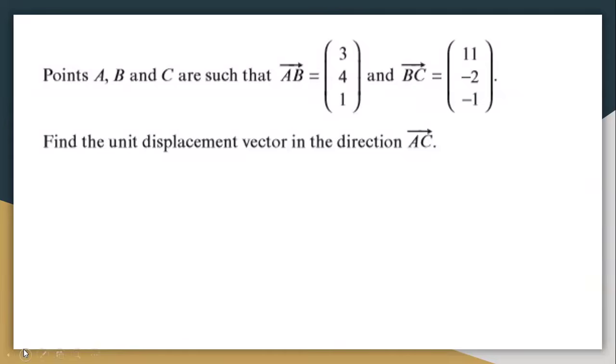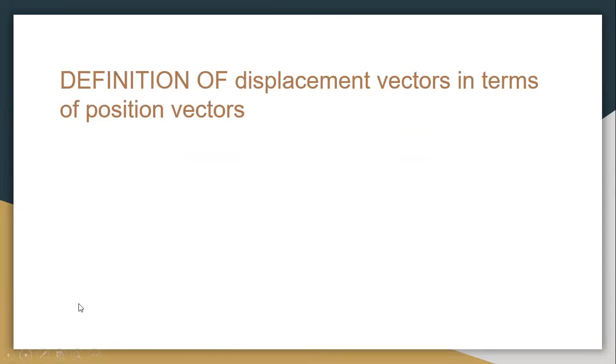Okay. We are going to continue. Now, we are going to look at displacement vectors in terms of position vectors. And this is why now we are going to look at vector geometry. Whenever we are looking at displacement vectors in terms of position vectors, yesterday I told you that position vectors mean you are dealing with O as the origin, the starting point.